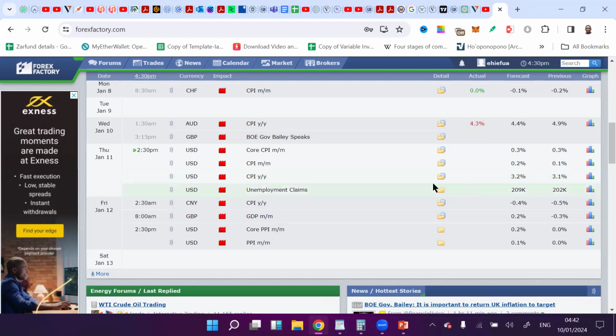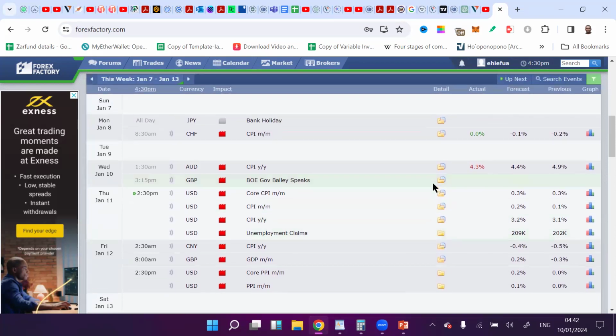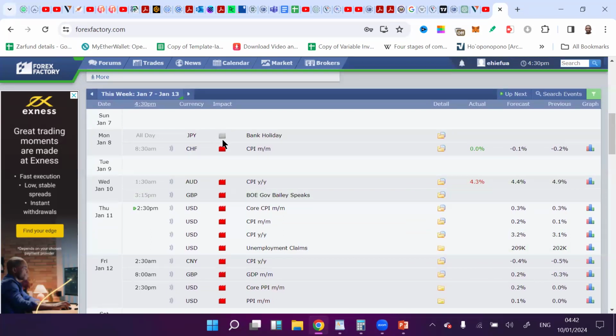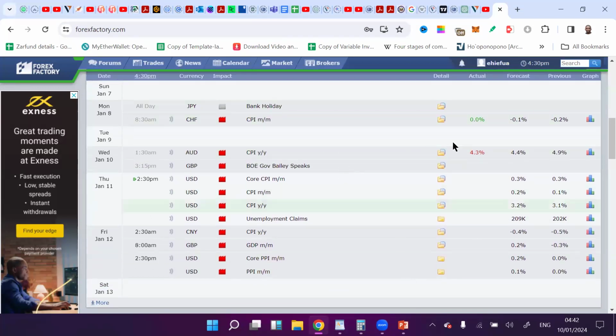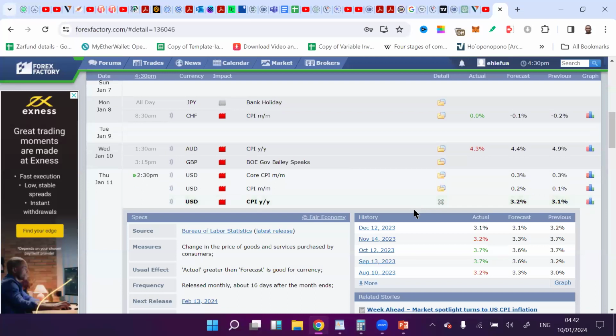Yeah. So a few more things here before we proceed. Now, you notice here under impact, you can see some colors there, and also detail. When you come to this website and you want to be able to see what all these events are all about, this is what you find under detail. When you click on detail, it will show you.